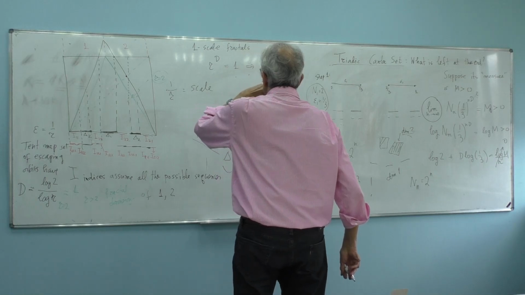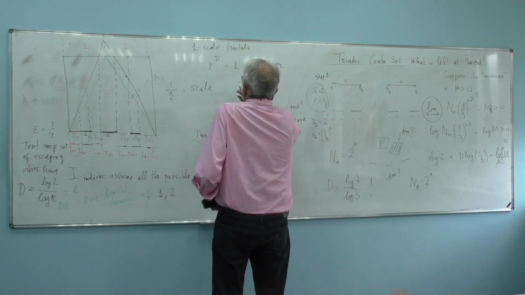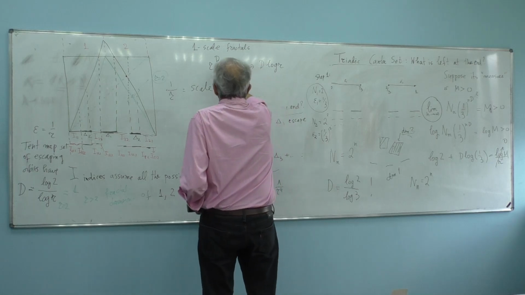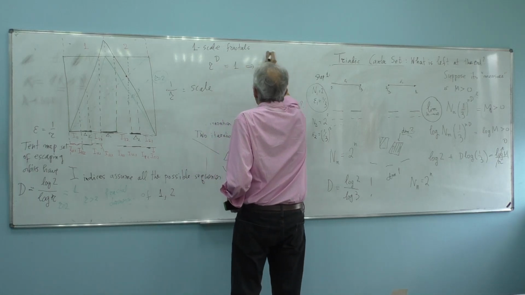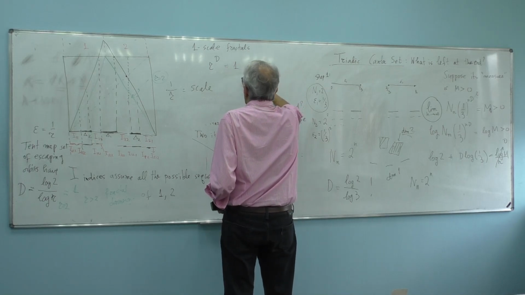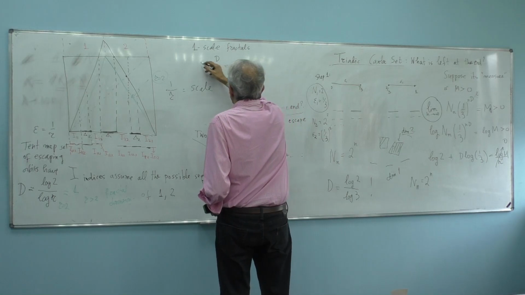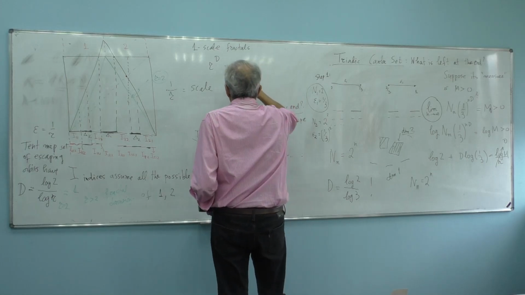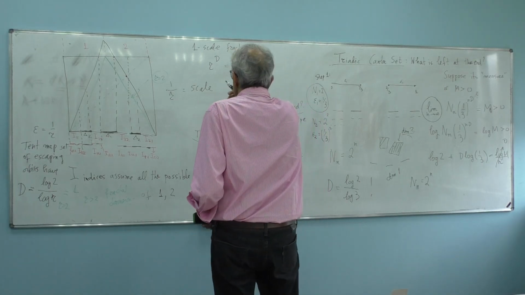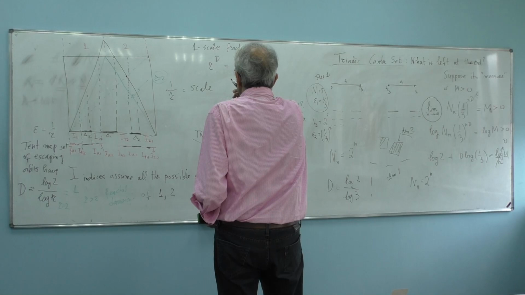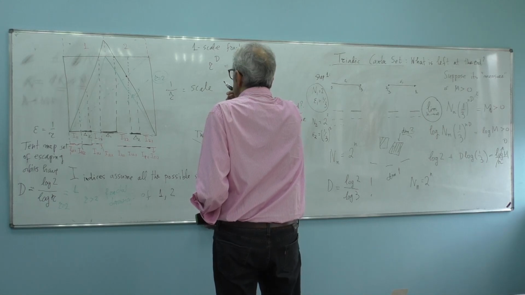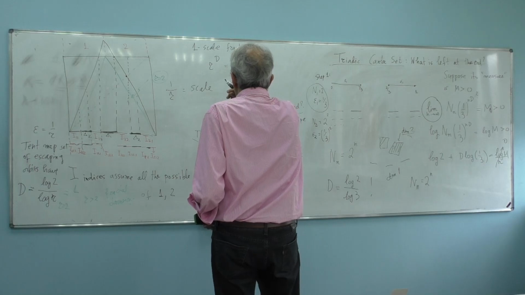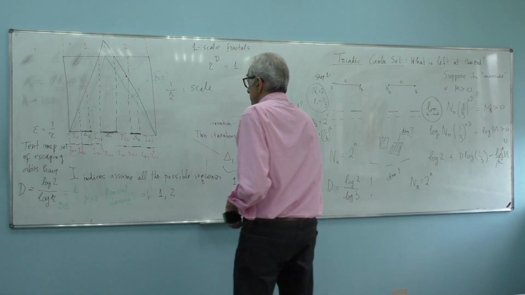Let me see. Scale is D. Yeah, so if we have R to the D equal to 1, this means that, multiplied by N, we have to take... I'm trying to remember, why is that? Log... I don't remember that now.